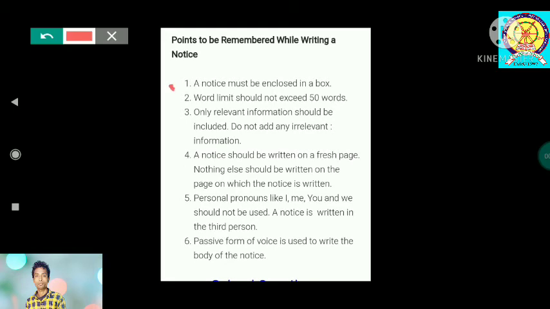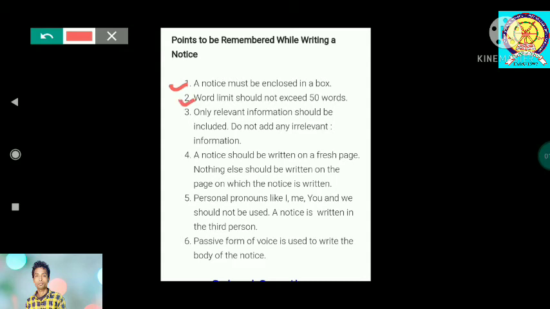Point number 1: a notice must be enclosed in a box. That means on the page we have to make a box, and in the box itself we are going to prepare the notice.